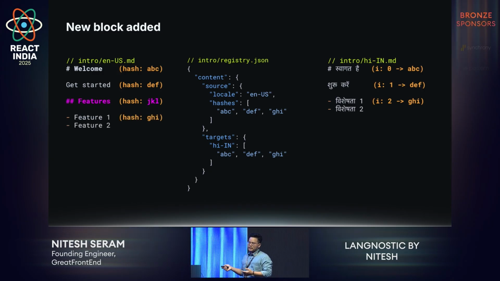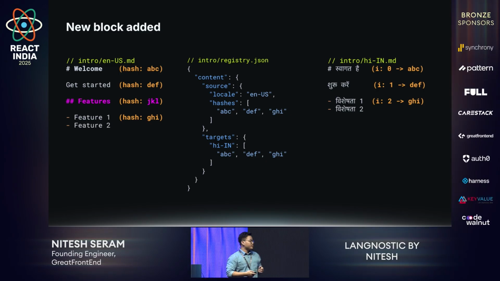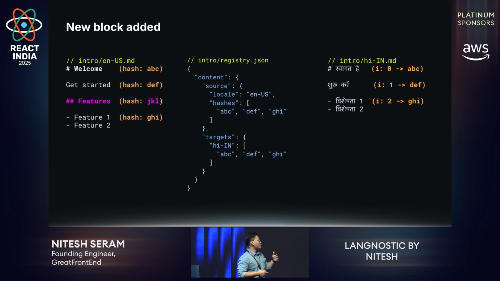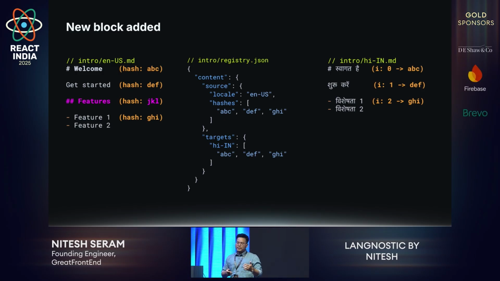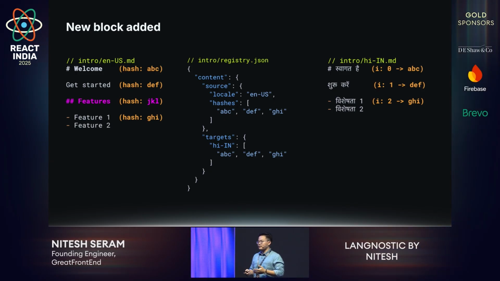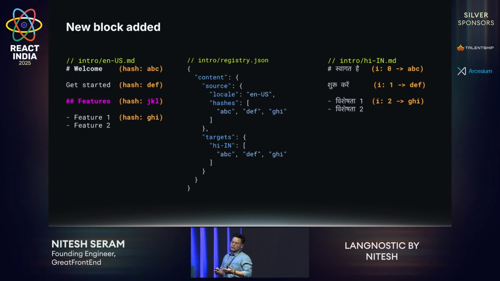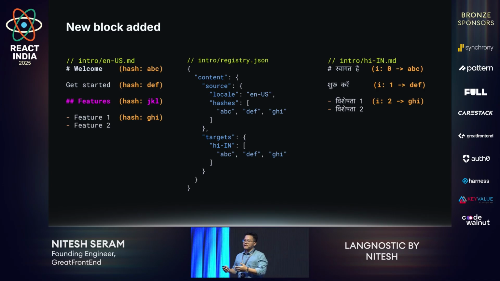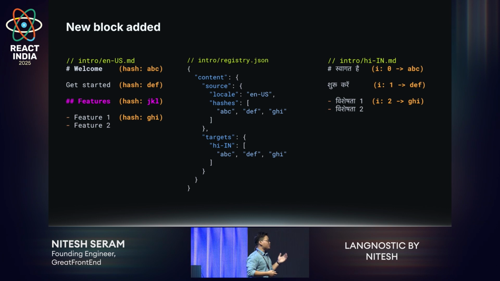Now let's add a new block into the source file. When you run the Langnostic command, it creates hashes for all the blocks in your source file. Langnostic compares the block hashes with the hashes present in the registry file. Using a simple diffing algorithm, it identifies that the block JKL is present in the source file but not present in the registry file. That means this block has been newly added into the source file.